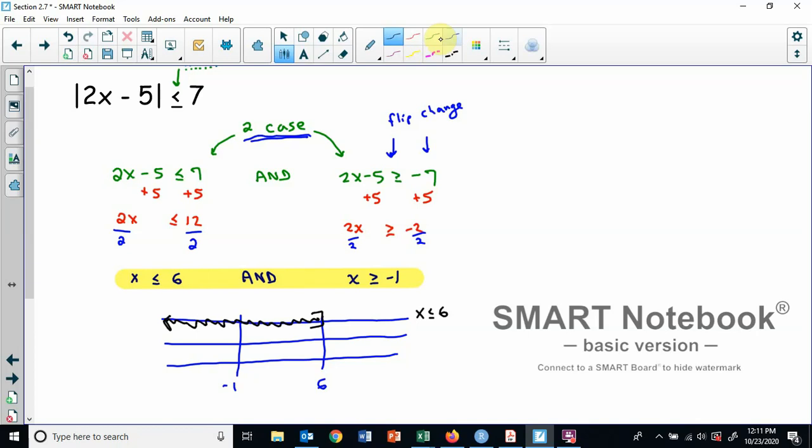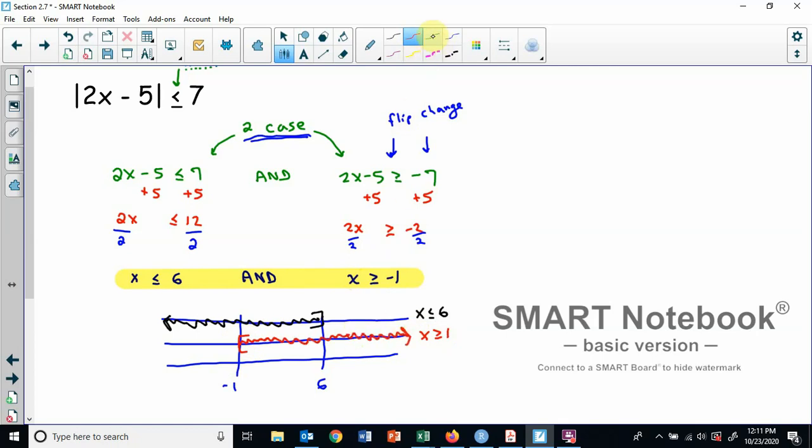Okay, now let's graph our other one. x is greater than or equal to negative 1. So go to negative 1. Greater than or equal to is a square bracket, and greater than is to the right.